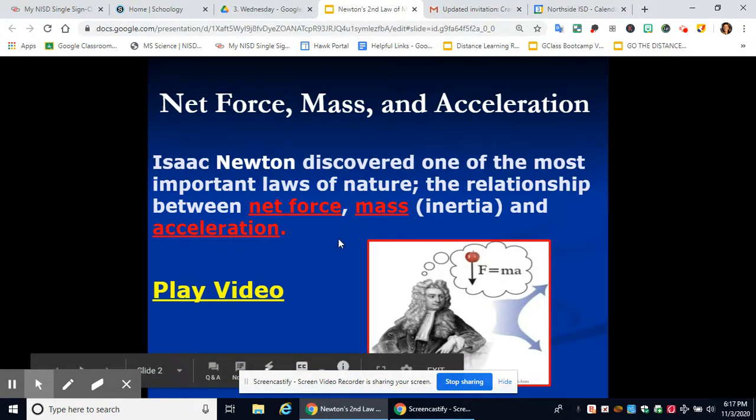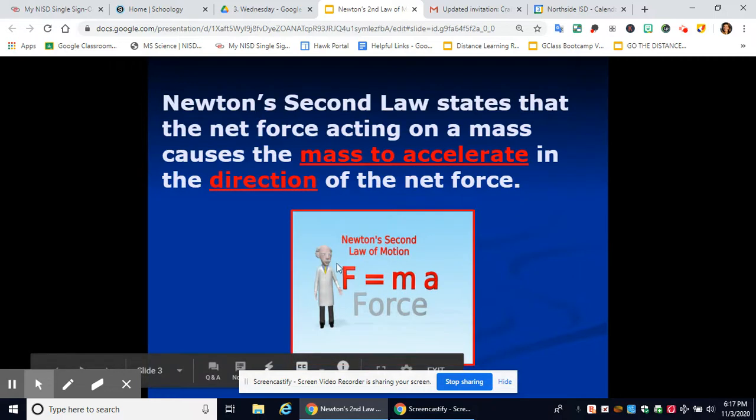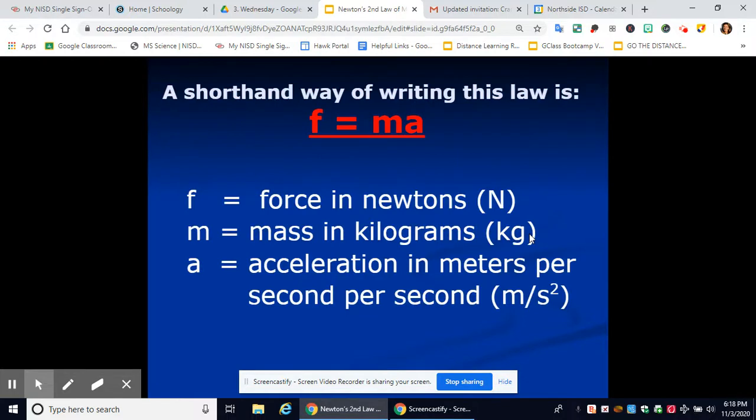So, Newton's second law: net force equals mass times acceleration. Think of mass as inertia. Newton's second law states that the net force acting on a mass causes the mass to accelerate in the direction of the force. So the object is always going to accelerate in the direction of that push or pull. A shorthand way of writing Newton's second law is net force equals mass times acceleration.